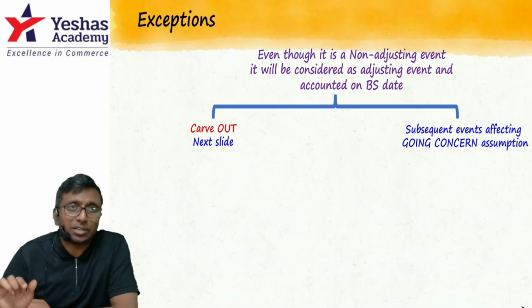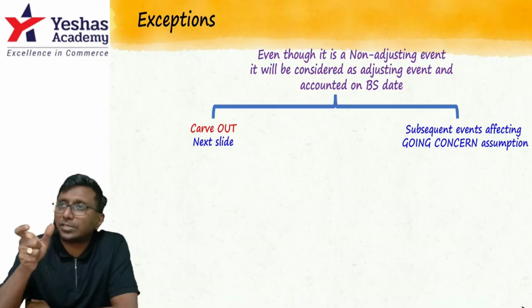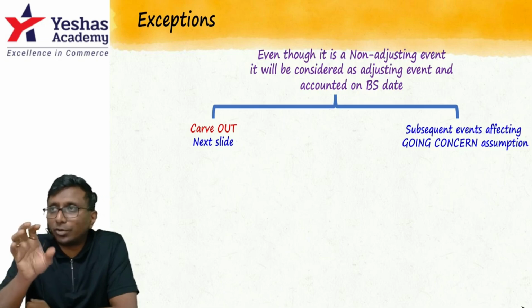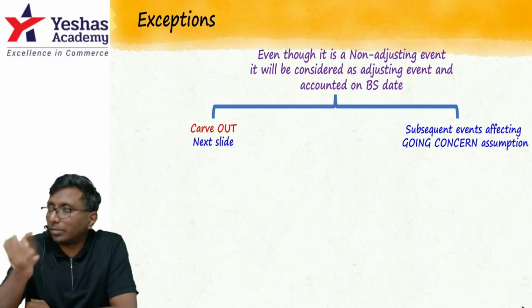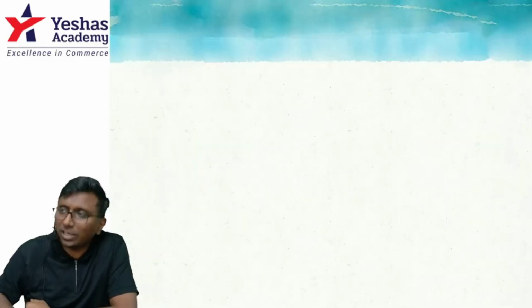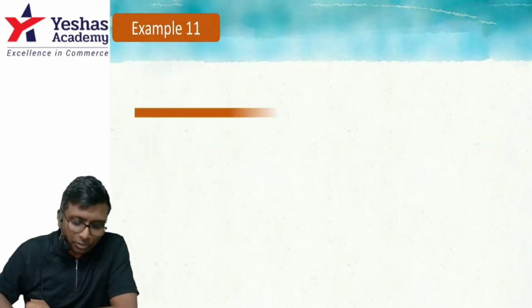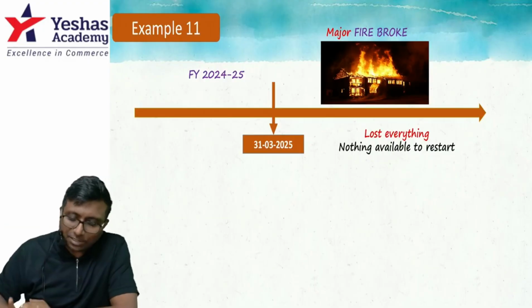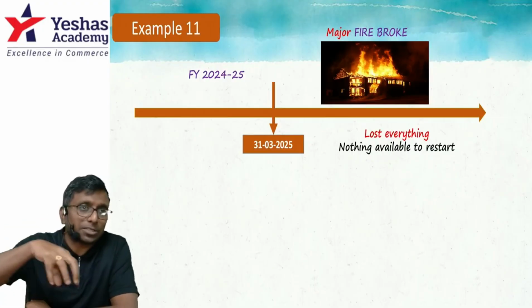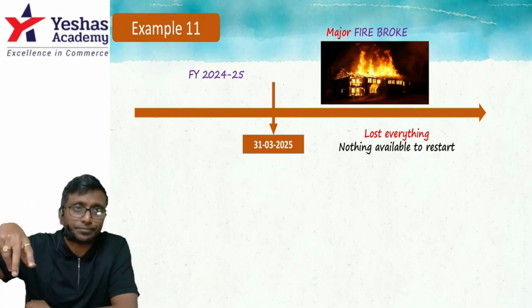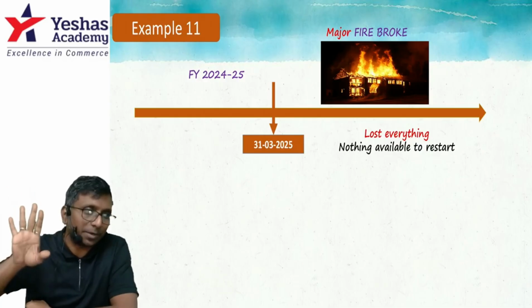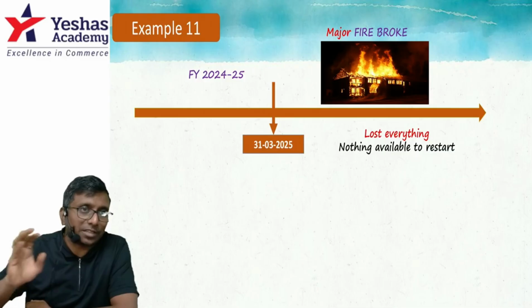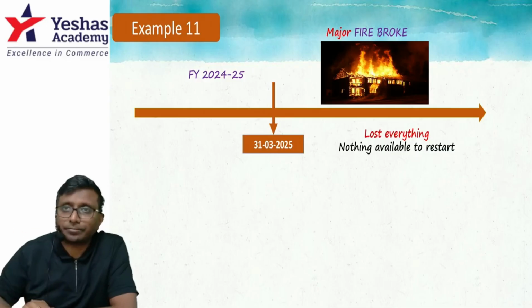We'll take some examples related to the going concern assumption. Generally, they'll play with the wordings. If you don't read the language correctly, then your answer may go wrong. That is the only problem. So example 11, if you see. Suppose in our premises a major fire broke out. After 31st March, it has happened. We lost everything, nothing is there to restart.